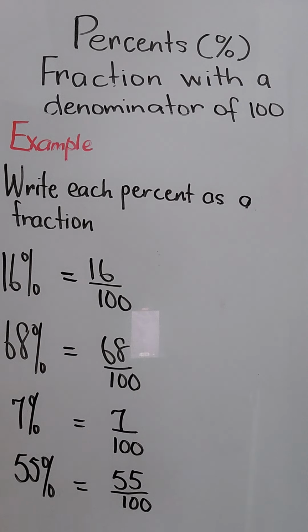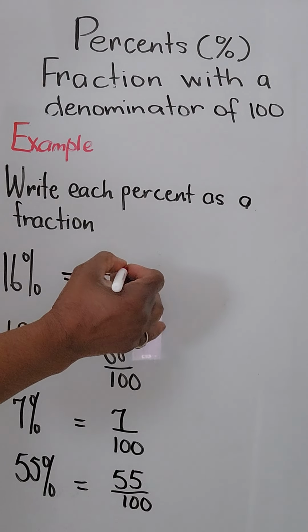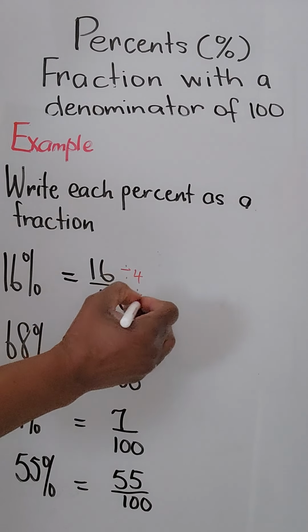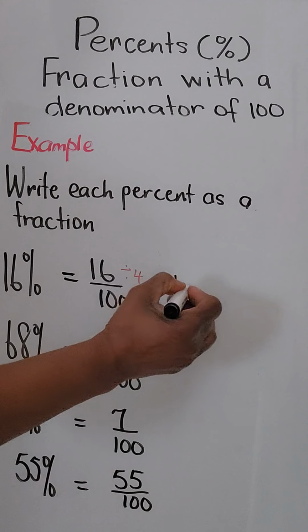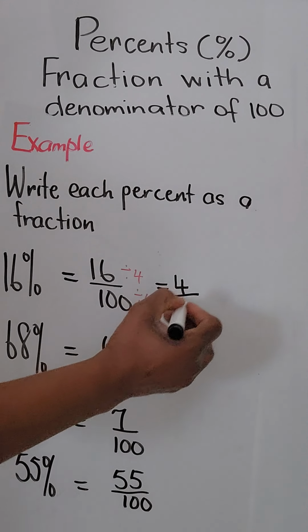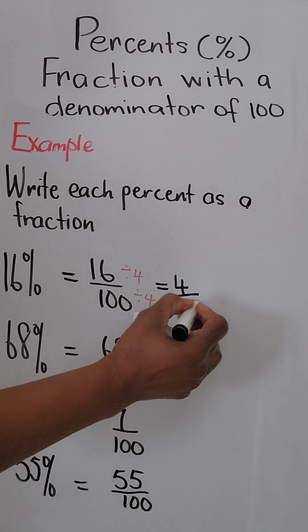Usually, we want to express our fractions in their simplest form. So 16 over 100, the highest common factor is 4, so we will divide by 4. 16 divided by 4 is 4, and 100 divided by 4 is 25.